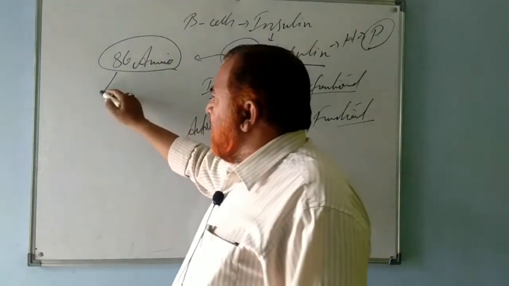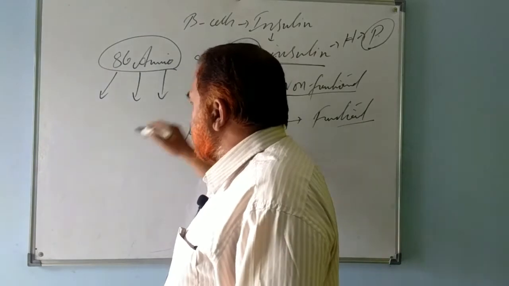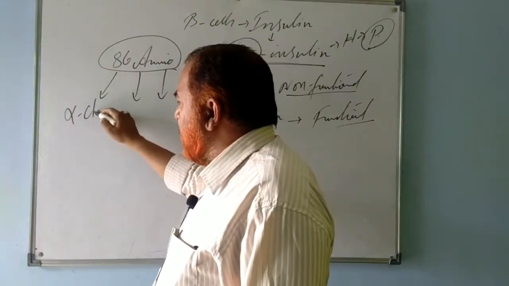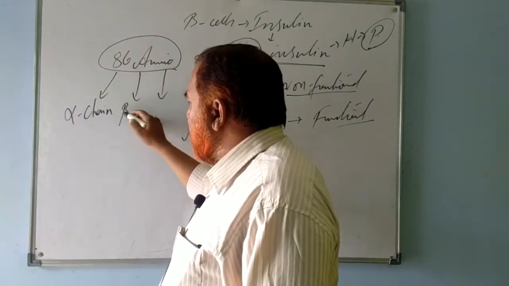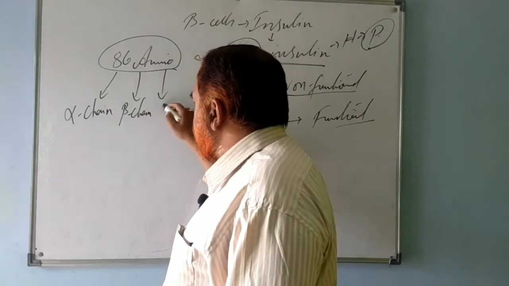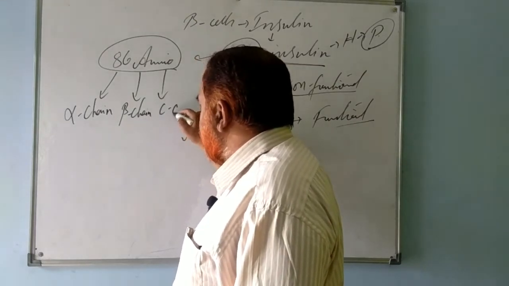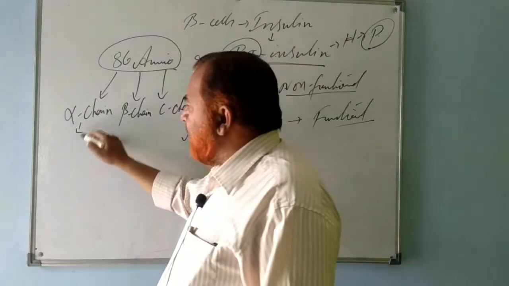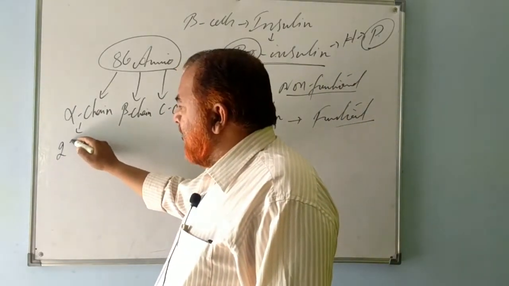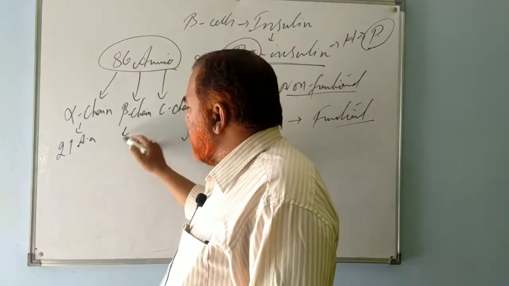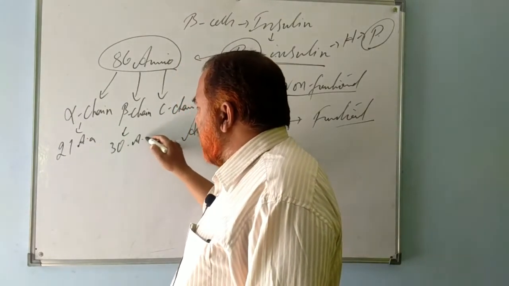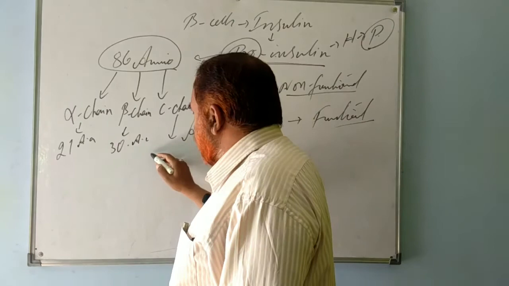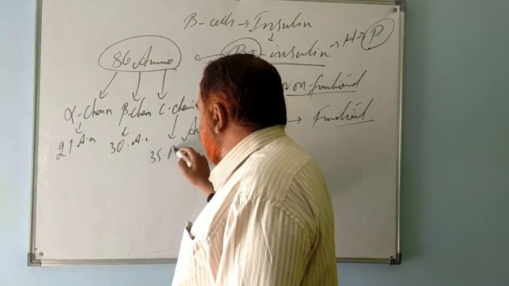Now this pro-insulin has 3 chains. One is known as the alpha chain, the other is the beta chain, and the next one is the C chain. The alpha chain consists of 21 amino acids, the beta chain consists of 30 amino acids, and the C chain consists of 35 amino acids.